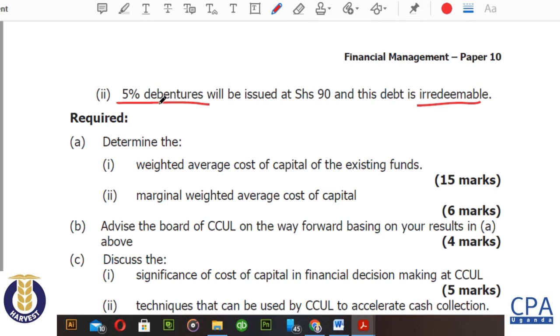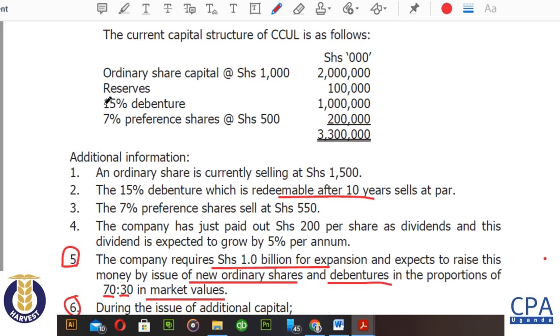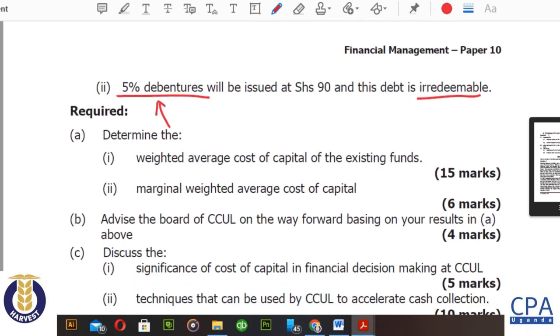And again, this shows that they are new debentures indeed, because this is now 5%. The debentures we have in our capital structure are at a rate of 15%. They have a coupon of 15%. So it means that we are raising new debentures of 5%.